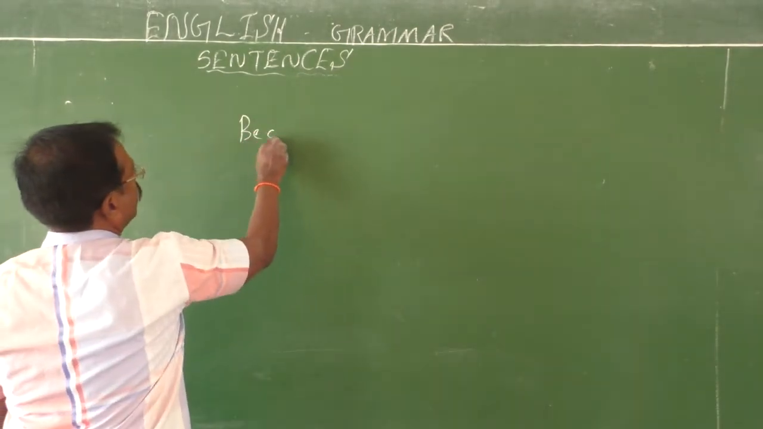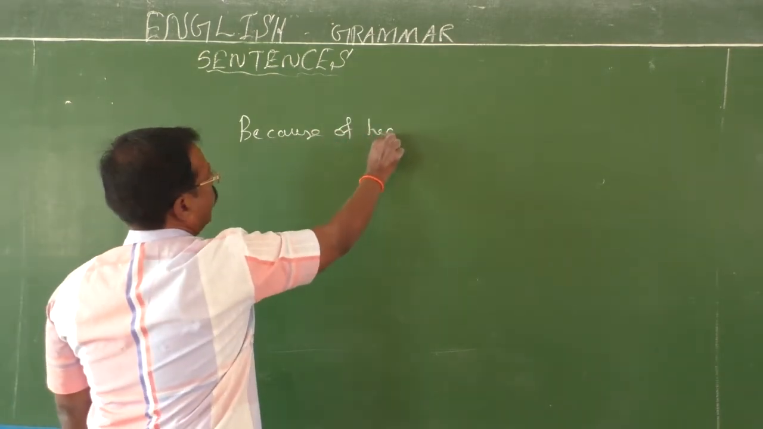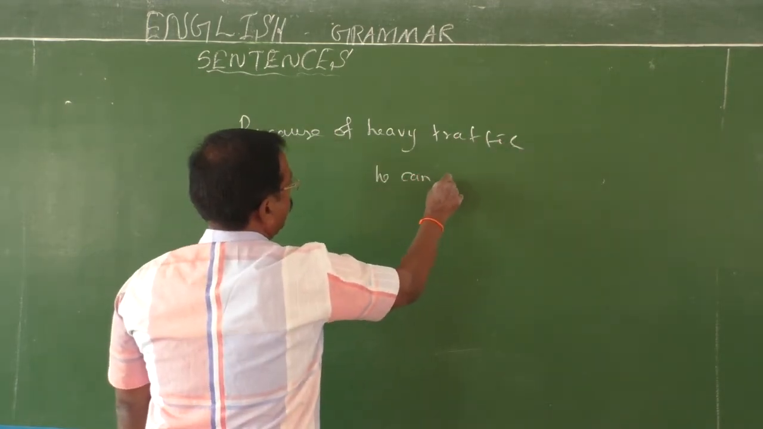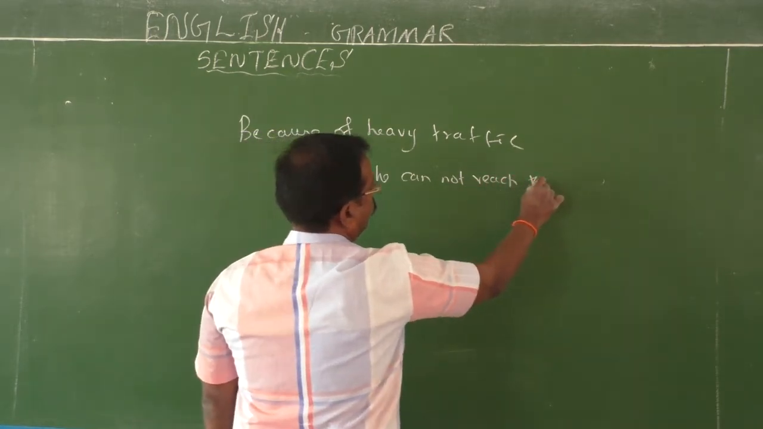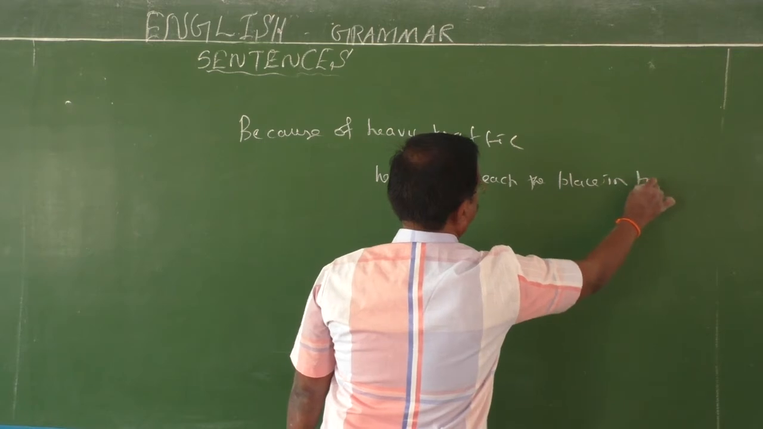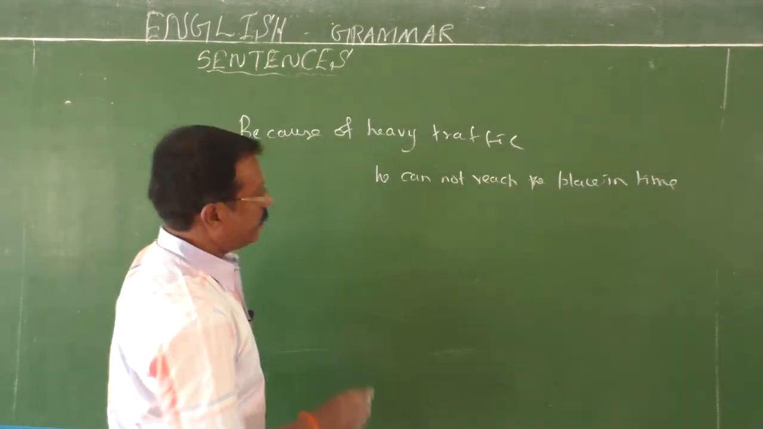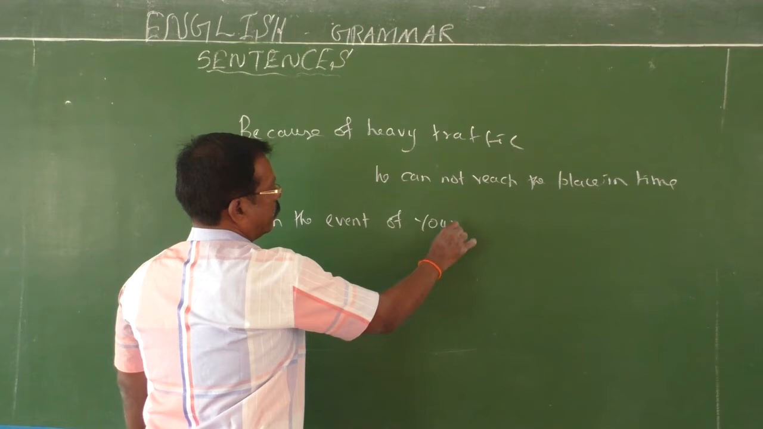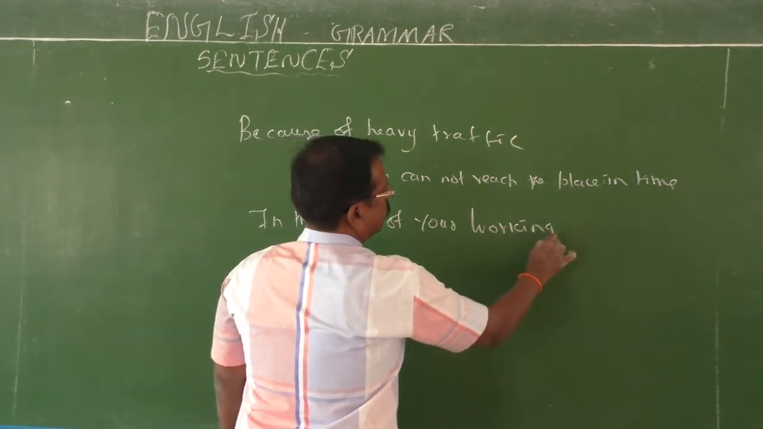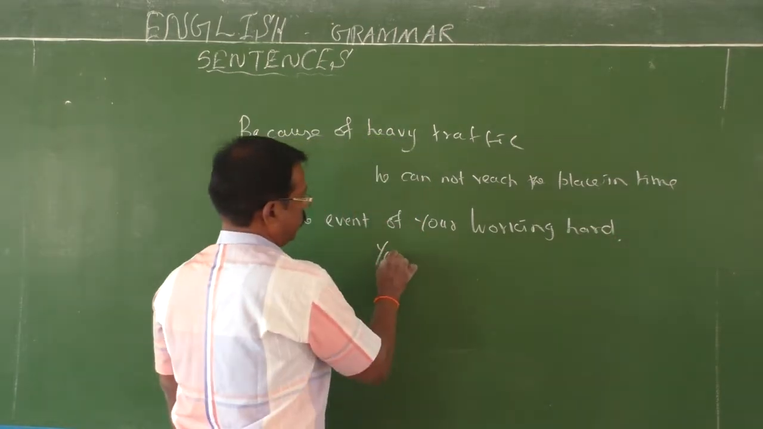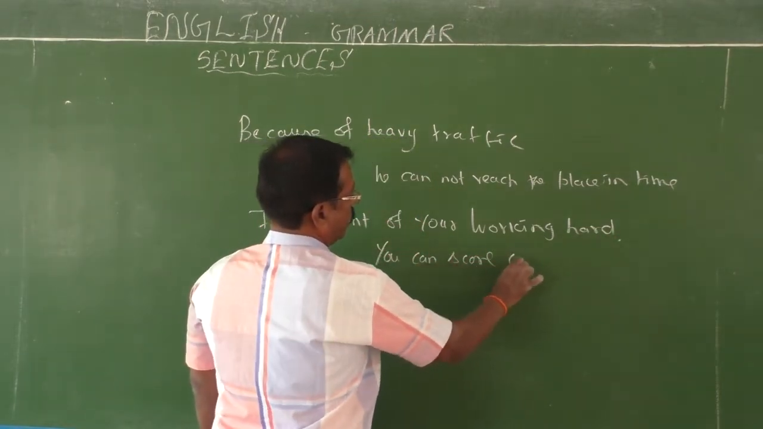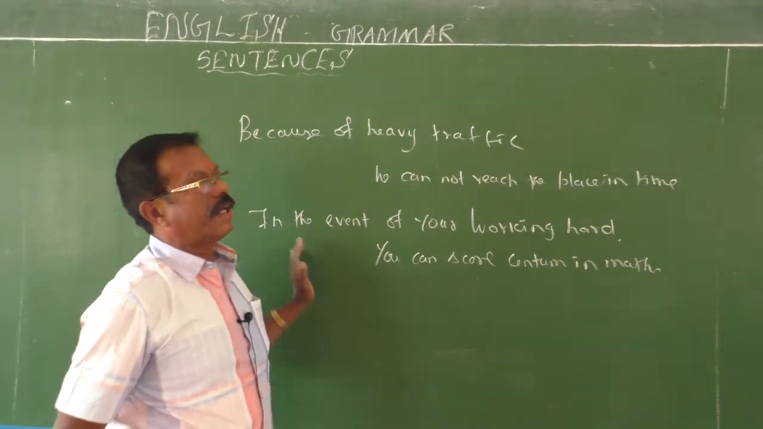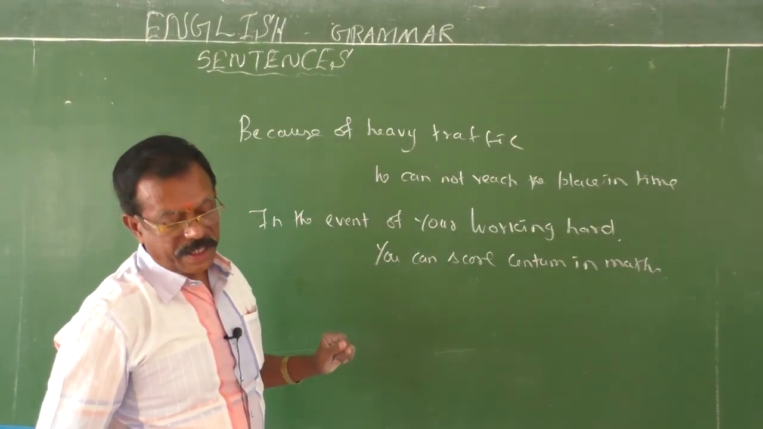Because of heavy traffic, he cannot reach the place in time. So you can say sentences like this. In the event of your working hard, you can score centum in maths. So you can frame simple sentences like this using the phrases in the beginning of a sentence.